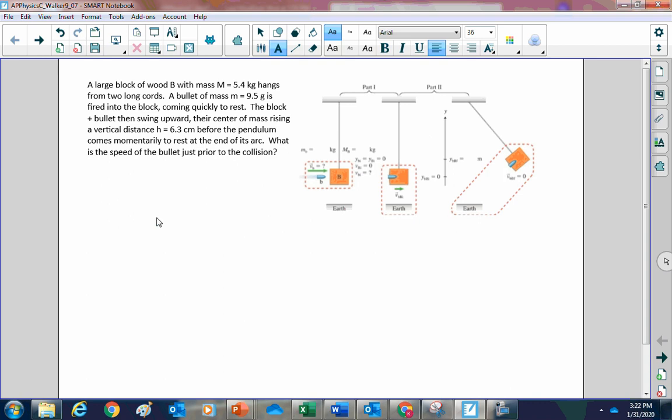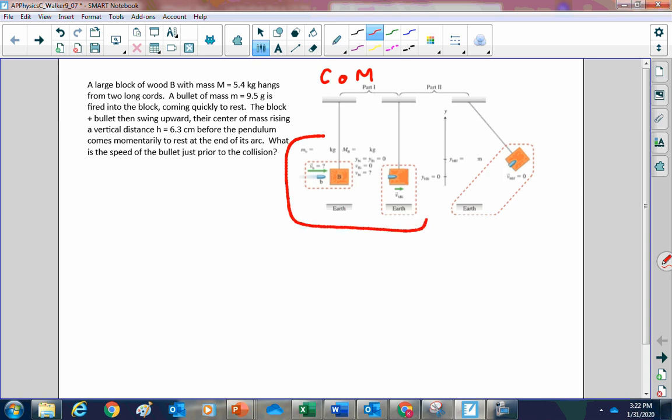When we put this into pieces, part one is a conservation of momentum part. That's this part here. This is a completely inelastic collision because the bullet sticks into the block. Energy is not conserved, but momentum is, because nothing's interfering in that moment, before and after the collision.